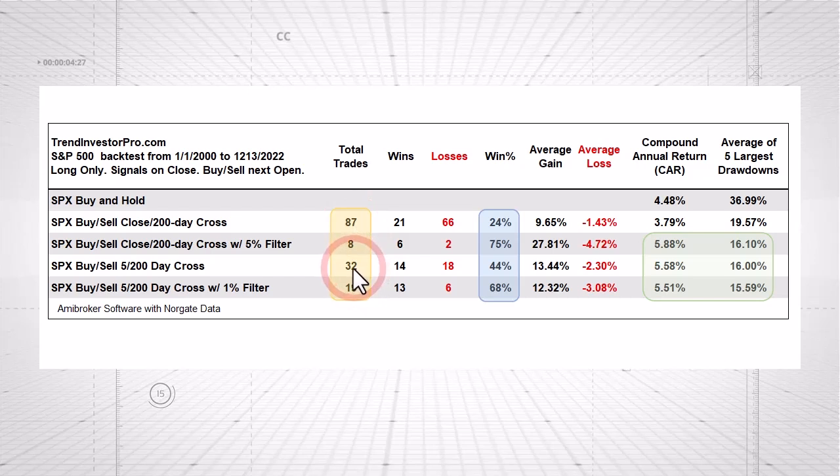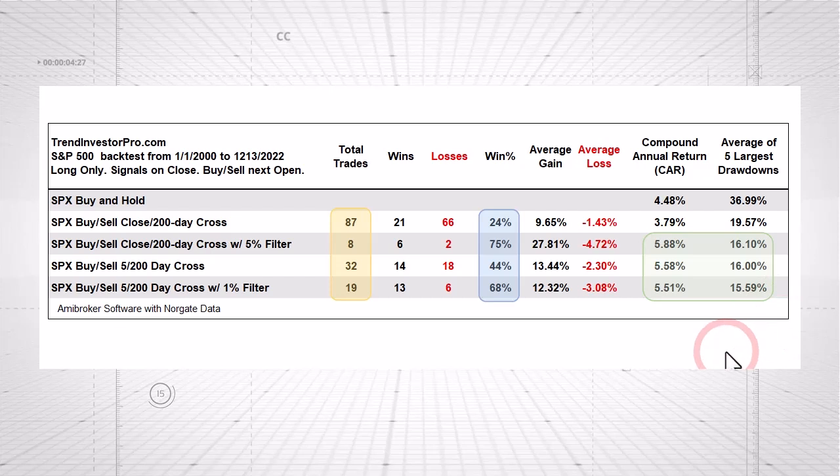And then the next thing is the win rate. If you look at the 5-200 cross, it has a 44% win rate, so it's got the lowest win rate of the group. The close-200 cross with the 5% filter has the highest win rate, 75%, but the fewest trades. And then you look at the 5-200 cross with the 1% filter, and this seems to be a bit of a sweet spot here, because you got 19 trades. It's not the lowest number of trades and not the highest. It's a relatively few number of trades with a good win rate, and you're still getting the same returns with lower drawdowns, because the average drawdown was 5.59%. So I think this is a pretty good combination to consider.